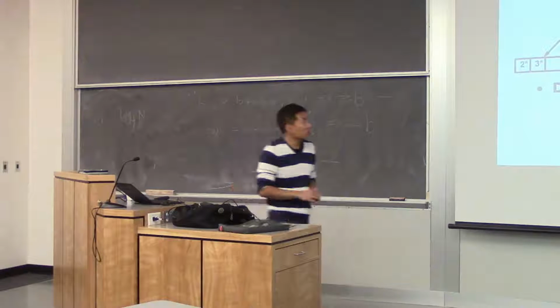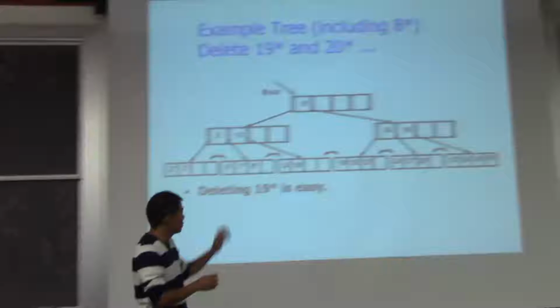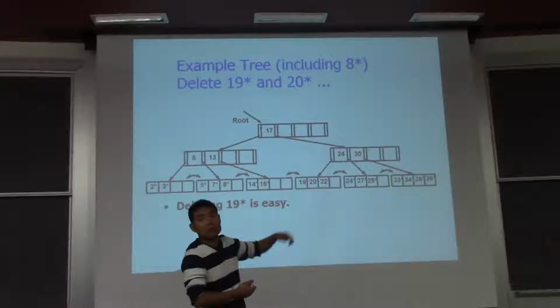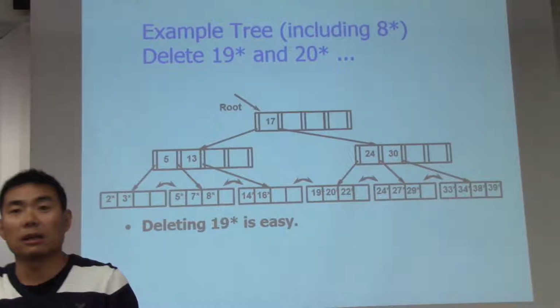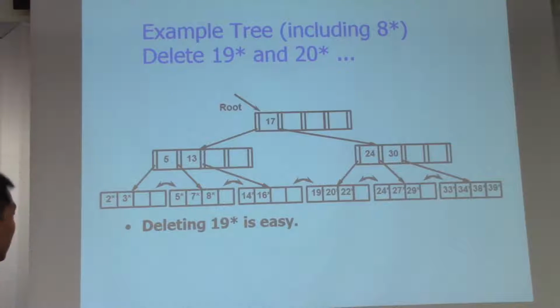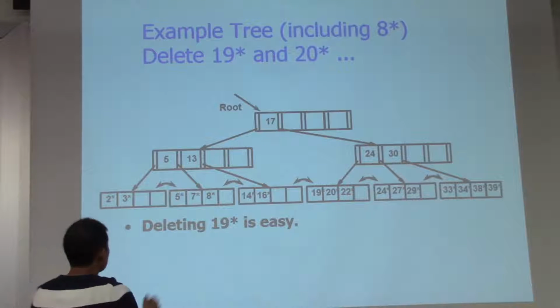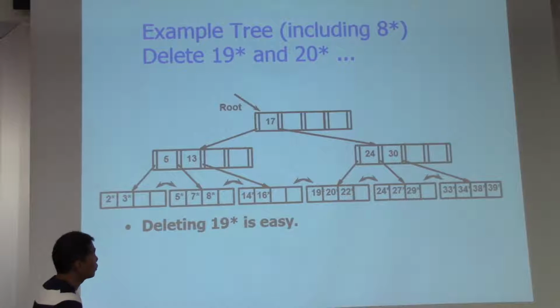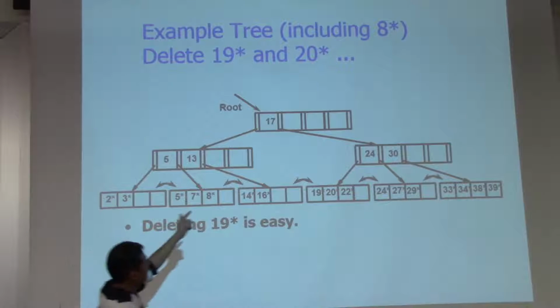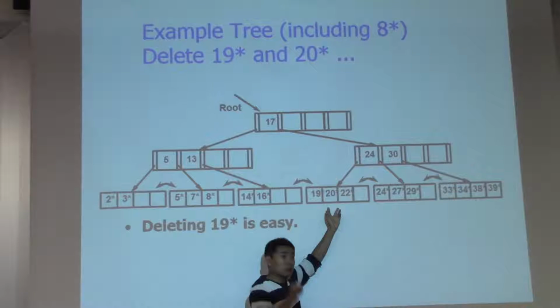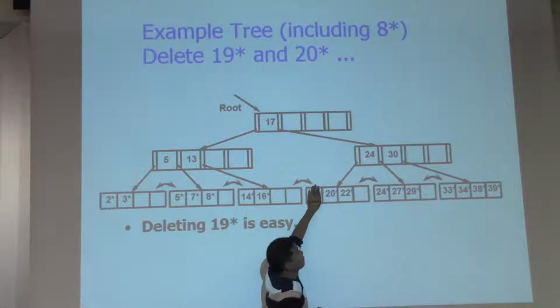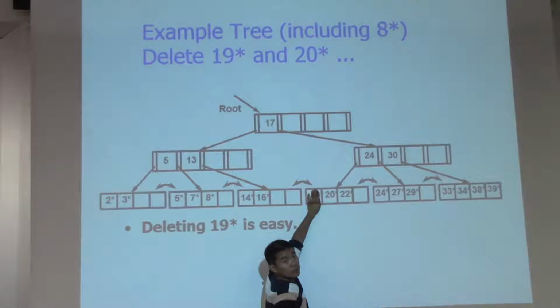Okay, let's see a concrete example. So this is a tree that we have just produced after inserting the entry 8 and the record ID for that value 8. So this is the tree. Now we want to delete 19 and 20. How do you delete 19? You come down the tree. This is the leaf node we refer to. Remove that. That's easy, right?